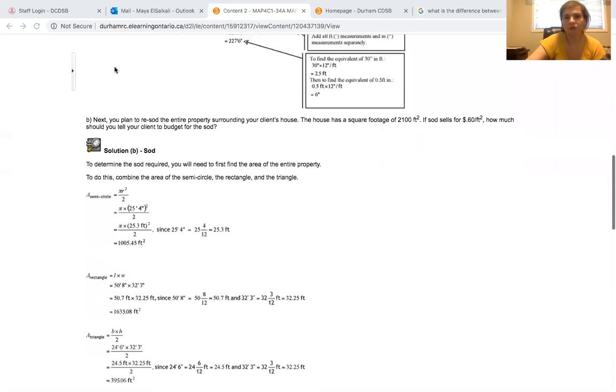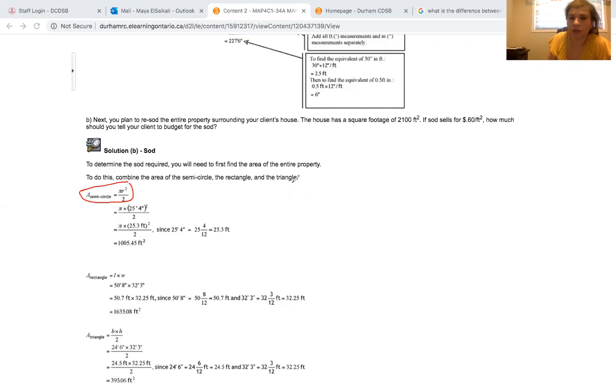To find the area of the semicircle, the area of a circle is pi r squared. Because it's a semicircle, you're gonna divide that by 2. And this is what I have here. Now the radius is 25 feet and 4 inches. Remember that we can't put that in the calculator, so we have to change it to a decimal.